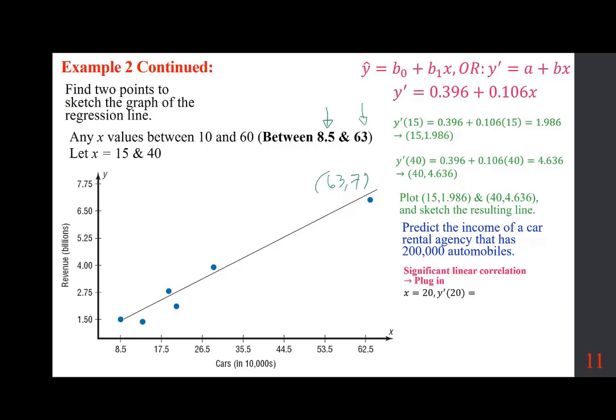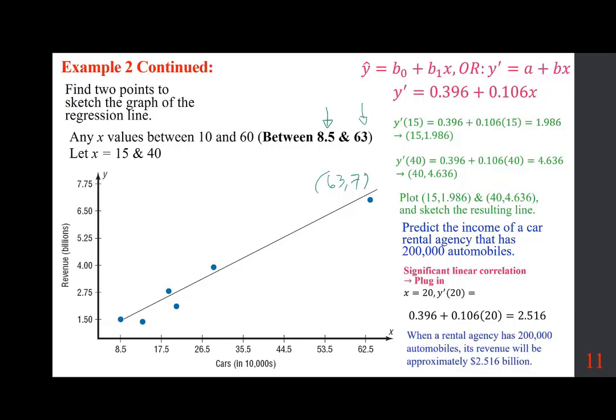And why is it a good prediction? Because R was pretty strong. Everybody remembers R was 0.982, although we have to do the test of hypothesis. But it is so clear that even without the test of hypothesis, 0.982 is a good number. And we just plug in, and that gives us 2.516. Now, what does that mean? It means when a rental agency has 200,000 cars, automobiles, its revenue will be $2.516 billion.